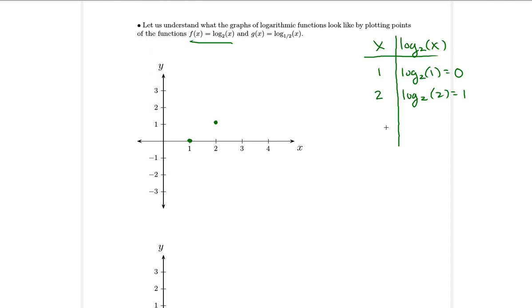And remember, the thought process you're going through is you're saying, what number do I raise 2 to the power of to make 1? And the answer would be raise 2 to the power of 0 to make 1. What do I raise 2 to the power of to make 2? Well, you'd raise it to the first power. Okay, let's do a couple more here. Now what we want to think about is these x values should be powers of the base. Okay, so I'm not going to put 3 in here because 3 is not a power of 2. However, 4 is a power of 2. So let's plug 4 in and see what that gives us.